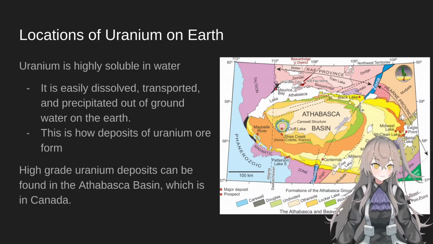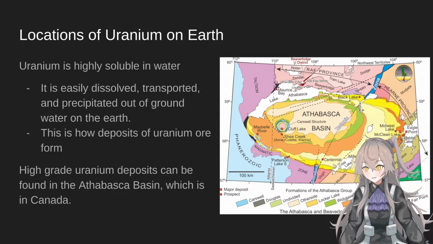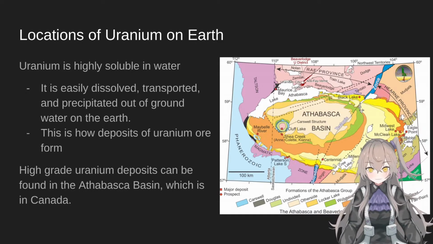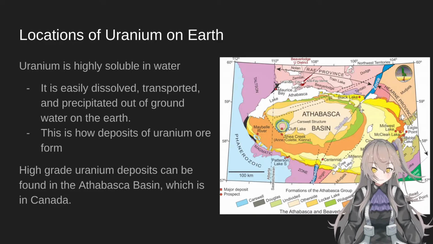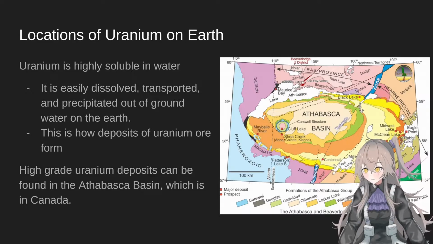On the Earth, uranium naturally deposits quite easily because it is very soluble in water. Uranium salts and uranium compounds are quite soluble in water, so they're easily dissolved and transported around the Earth through groundwater. This is how you can form deposits of uranium ore. You can usually find high-grade uranium deposits in a lot of places. Just one example I picked out was the Athabasca Basin, which is in Canada.